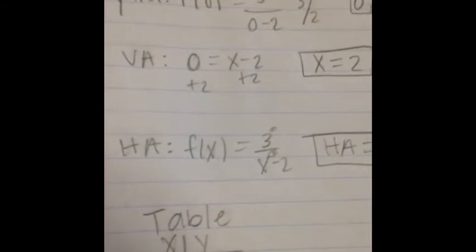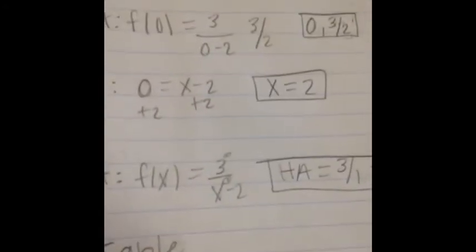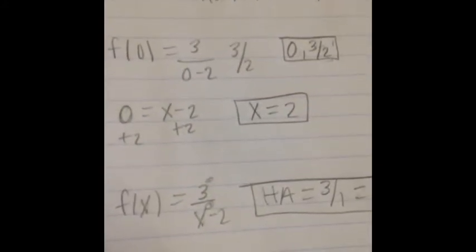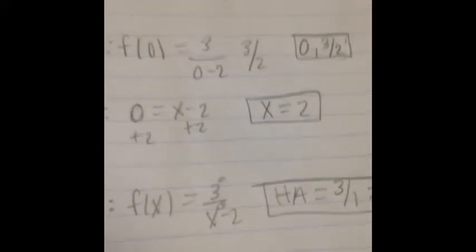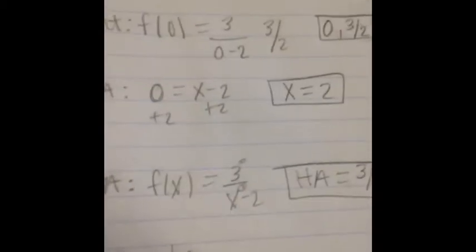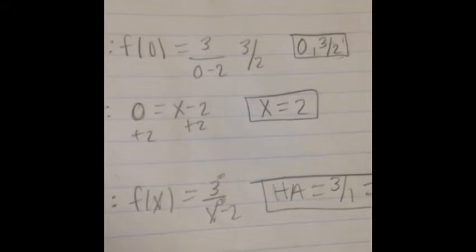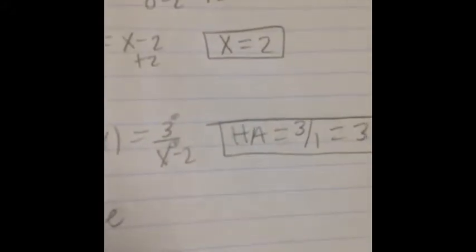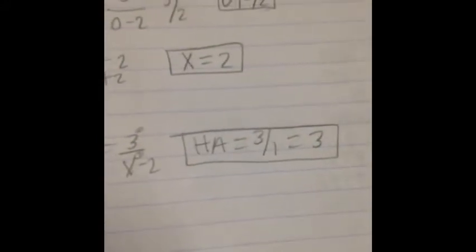So for the horizontal asymptote, what you do is you're going to look at the equation and look at the degrees of the equation. So for this one, our degrees are the same because we don't have any exponents in either of them. So the exponents are going to be the same, which is just like 1. So I'm going to take the ratio of the leading coefficients. So what I do with that is I have 3 over 1, which equals 3, and that's the horizontal asymptote.